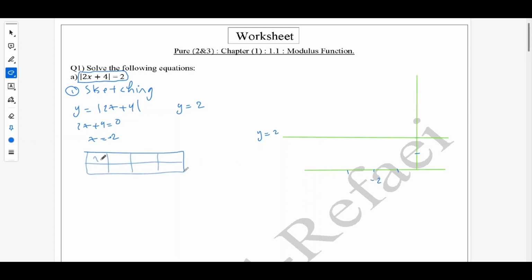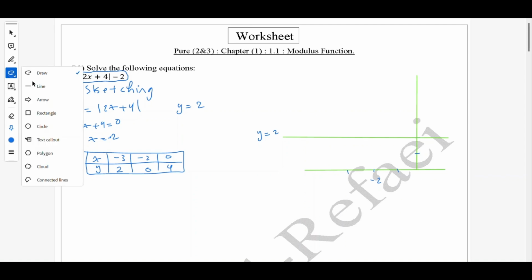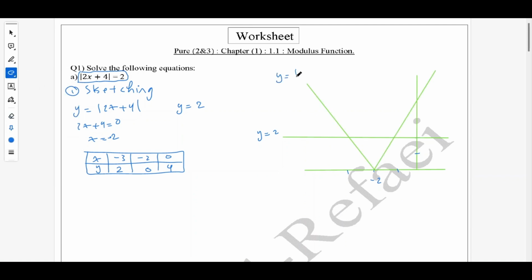A table of x and y. x equals negative 2 gives 0. For x equals negative 3, substitute: negative 6 plus 4, negative 2, modulus, it will be 2. For x equals negative 1: negative 2 plus 4, that is 2. For x equals 0: 2 times 0, 0 plus 4, that is 4. I'm going to sketch it. y equals modulus of 2x plus 4.